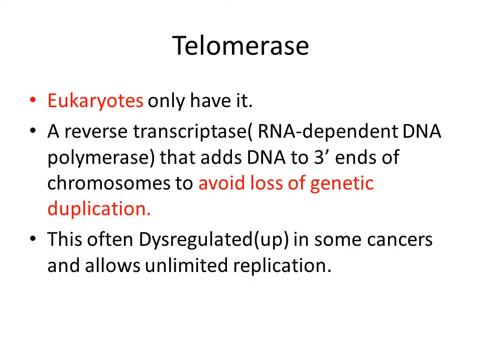So now we are going to see telomerase, which only eukaryotes have. In cell division, normal cells are capable of only 60 to 70 divisions. Thereafter they become senescent. This is caused by shortening of telomeres. What telomerase can do is avoid the shortening of telomeres and therefore avoid genetic loss, and this is dysregulated in some cancers and allows unlimited replication. This dysregulation more often will be upregulation. So what telomerase can do is make the cell immortal, and that allows the replication to go further and further.